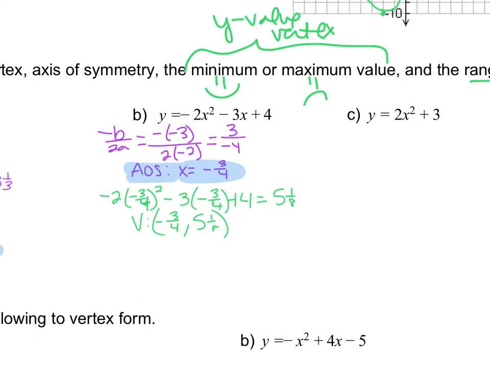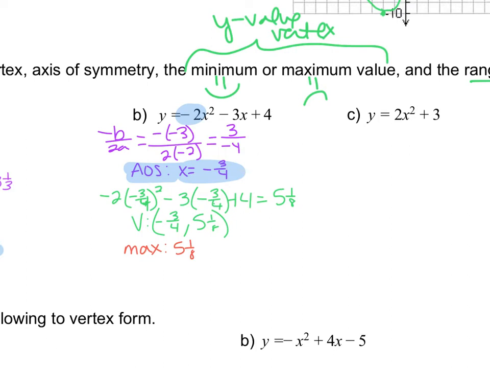All right, and then what else do we need? We need is this a minimum or a maximum value? Well, this has a negative 2 out front, so this will have a maximum value because it's a sad face parabola. So the max will be at your y value, 5 1/8.